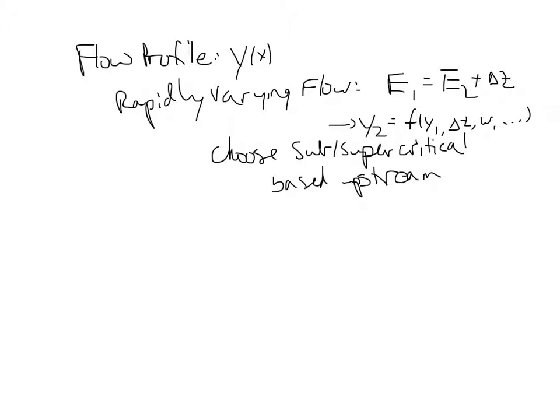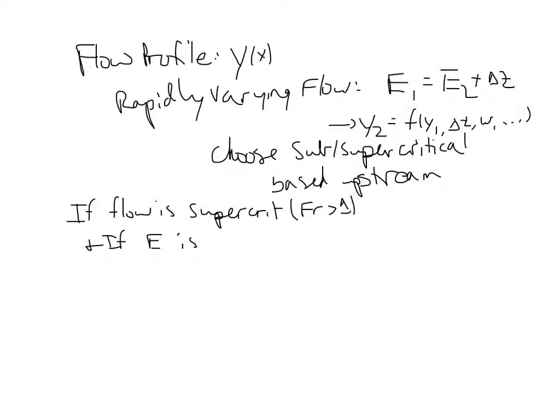Can't go through all of the examples that we talked about today, but if the flow is supercritical, that is, the Froude number is greater than 1, and if the energy is insufficient to get past the obstruction, to get past the delta Z, then a hydraulic jump occurs.